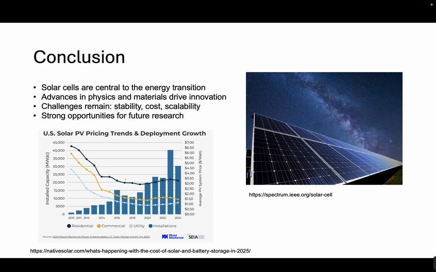In conclusion, solar cells represent one of the most important technologies in the global energy landscape. Advances in material science, device physics, and fabrication continue to push efficiency upward. Although challenges like stability and manufacturing remain, the field is rapidly progressing. And this creates exciting opportunities for future research.